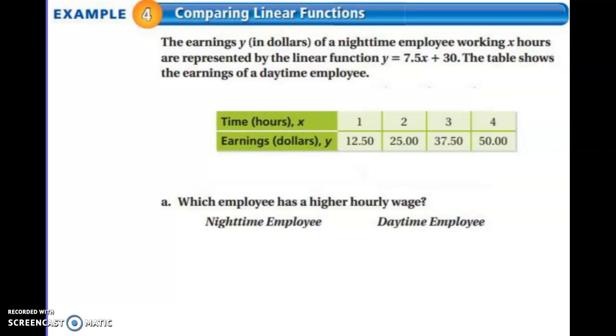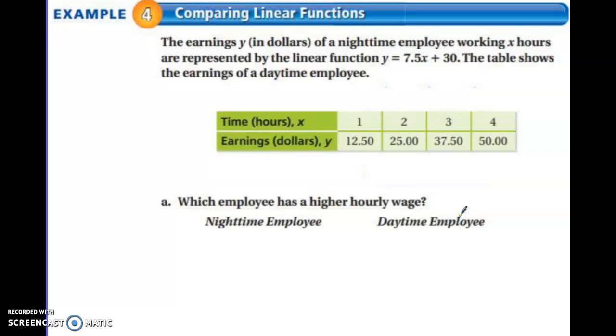So example 4, comparing linear functions. The earnings Y in dollars of a nighttime employee working X hours are represented by the linear function Y equals 7.5X plus 30. The table shows the earnings of a daytime employee. For 1 hour, they get $12.50, 2 hours, $25, 3 hours, $37.50, and 4 hours, $50. Which employee has a higher hourly wage, the nighttime employee or the daytime employee?